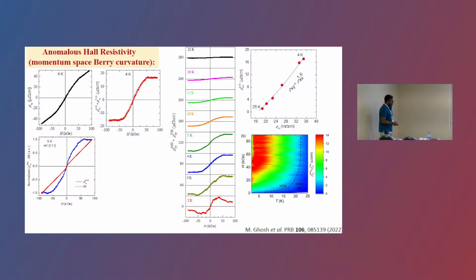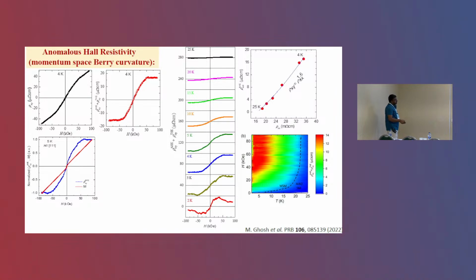But this is a color plot of the rho xy in the H versus T plane, like field versus temperature. You can see in the low temperature and high field region, the anomalous Hall resistivity is high, but here we can see a little drop. That means that this THE signal is dropping in this region. That's why there is a little drop.